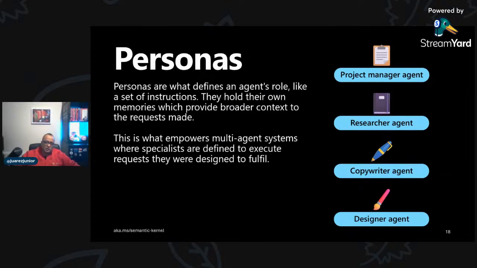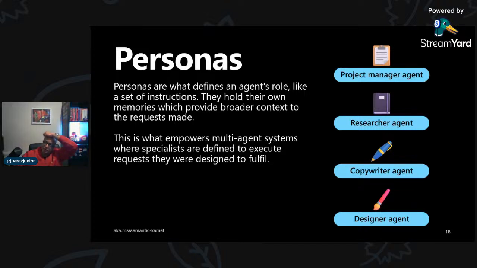Personas are something that will define the agent's role, okay? It's kind of a set of instructions. They will also have the memory that will provide a broader context, in terms of the continuation of the interaction and the requests and everything else, okay? Some examples of agents here: project manager, researcher, copywriter, designer, okay? And this is something that allows the creation of the so-called multi-agent assistants in solutions, okay? And that is perhaps a trend that we are seeing at the moment. Pretty much everyone is talking about using agentic systems, and that can be achieved with the semantic kernel and other solutions provided by Microsoft as well at the moment.